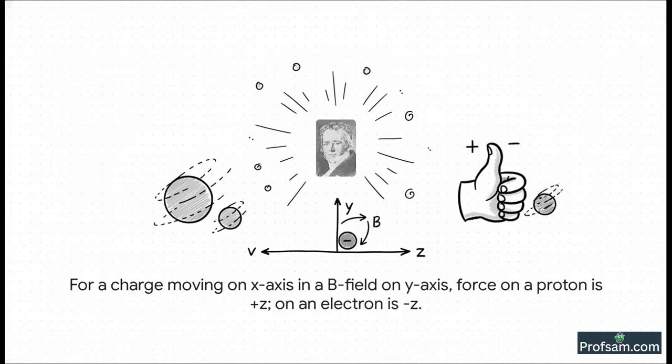A particle moves along the positive x-axis, that's our velocity v. The magnetic field B is along the positive y-axis. Okay, let's use our right-hand rule. Fingers along x, curl them towards y. Where's your thumb point? Along the z-axis. So for a positive proton, the force is along the positive z-axis. And for a negative electron, the force is just in the opposite direction, along the minus z-axis. See? It's very logical once you get the hang of it.